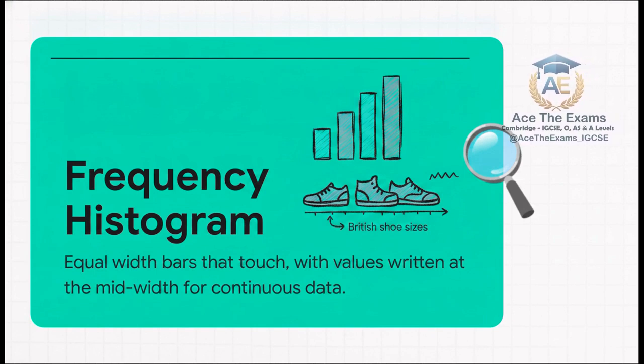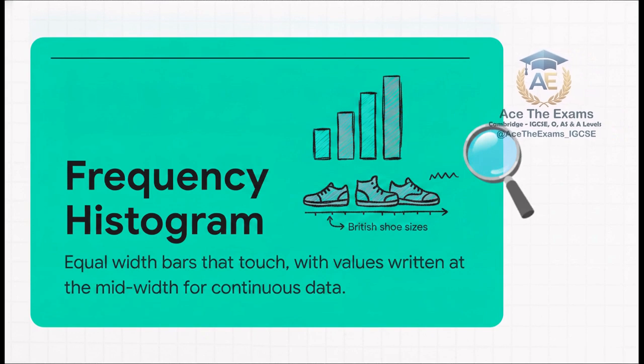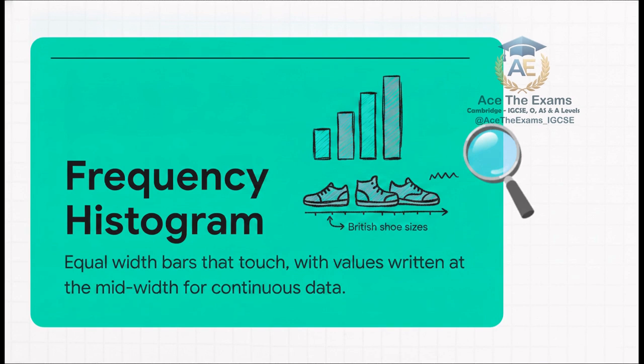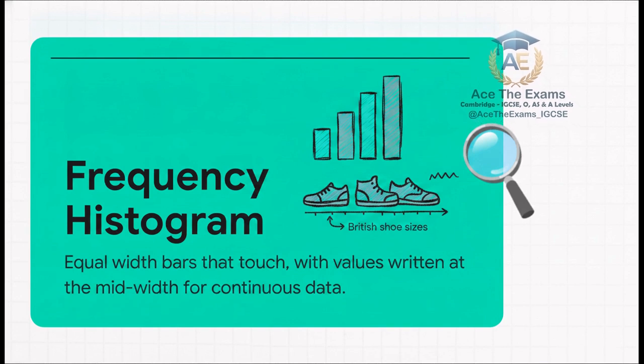For a histogram, the bars absolutely must touch, they have to be of equal width, and the value is written right in the middle of the bar. Let's use British shoe sizes as an example here.